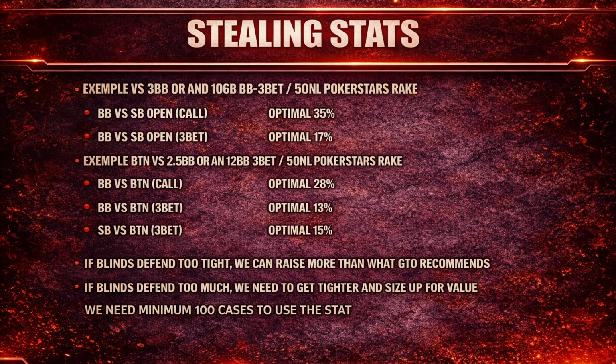Second example is big blind or small blind defend against a button open raise. If the big blind or the blinds are too tight, we can open raise wider. If they are too loose, we need to be tighter and size up potentially for value. For every stat, we need around 100 cases. And now I'm going to show you how to look up optimal defense frequencies.